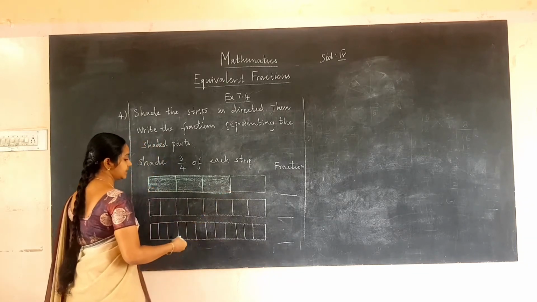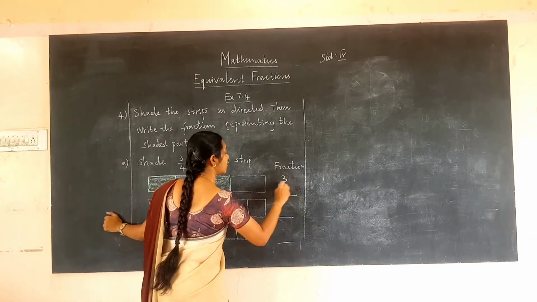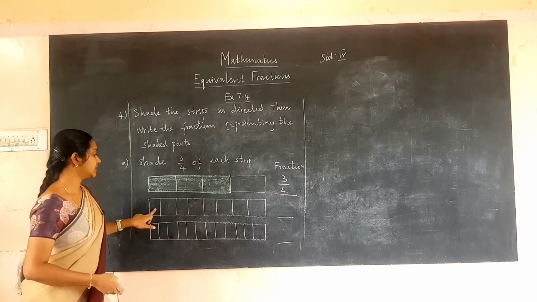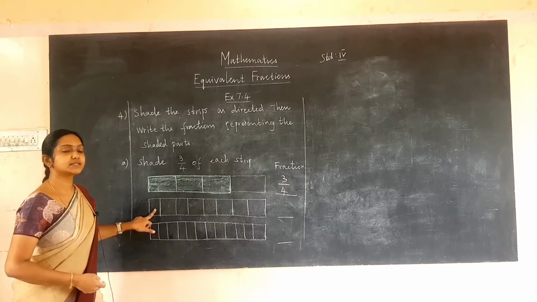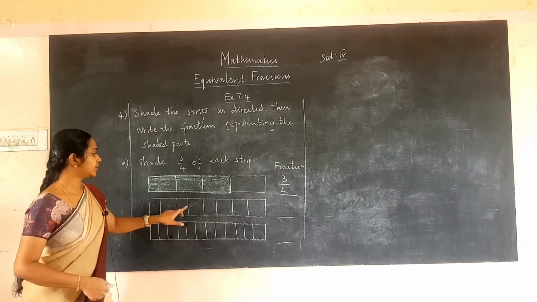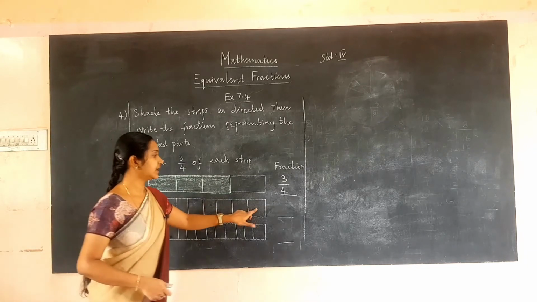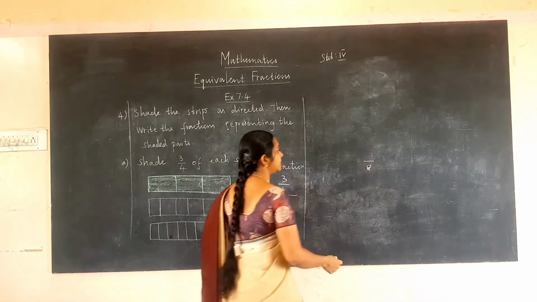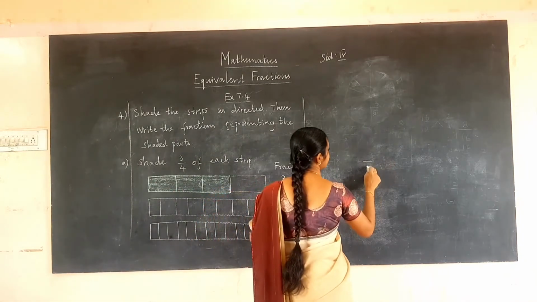So, we have shaded 3 out of 4. Now, in this strip count how many total parts are here. 1, 2, 3, 4, 5, 6, 7, 8. So, total number of parts should be written in the denominator. So, here we are having 8.